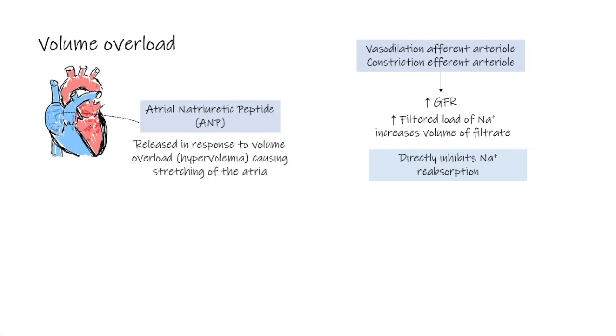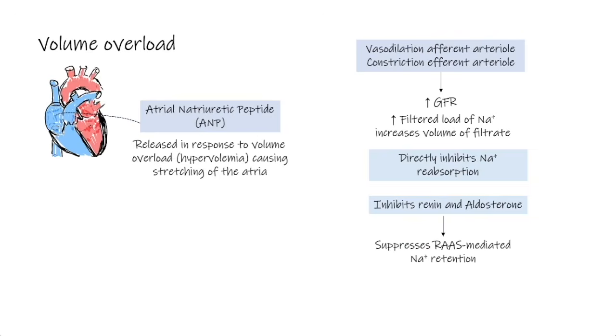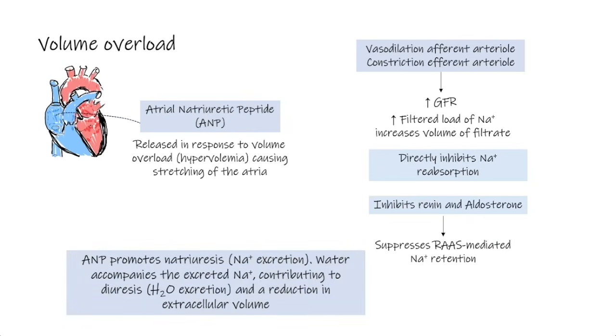So along with the increased sodium load that ANP causes, we also have mechanisms where ANP directly inhibits reabsorption of that sodium. ANP inhibits renin and aldosterone. So by reducing renin and aldosterone, we're suppressing the Renin-Angiotensin-Aldosterone System mediated sodium retention. So ANP promotes natriuresis, which is sodium excretion. Water accompanies that excreted sodium, contributing to diuresis, which is water excretion. The combined effects help us reduce extracellular plasma volume.